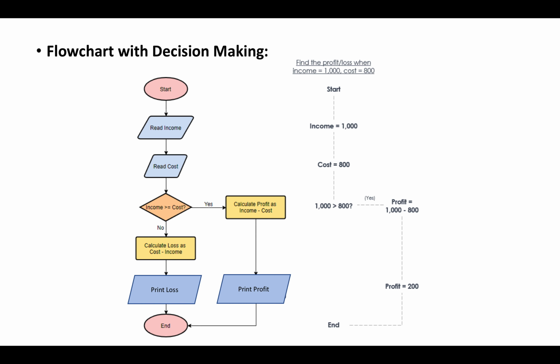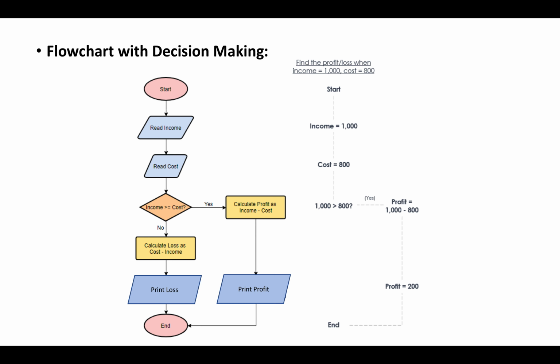Then what is the next step? We have to check whether the income is greater than or equal to cost or not. So this is the condition. It is either true or false. If income is greater than or equal to cost, if it is yes, if it is true, then we have to calculate profit as income minus cost involved. Since this is a processing step, it is written in a rectangular box, and we have written the condition in a diamond shaped symbol.